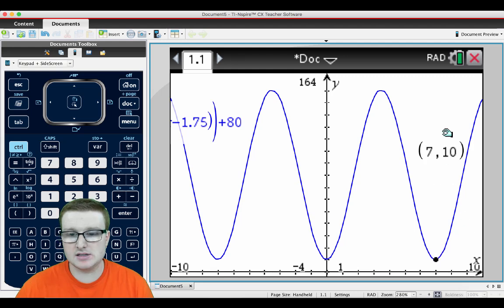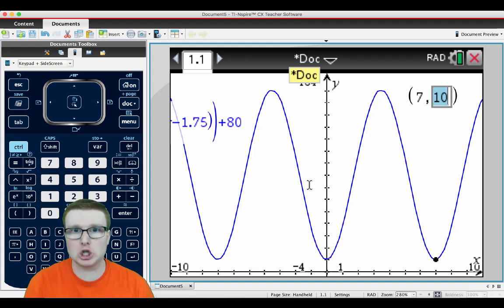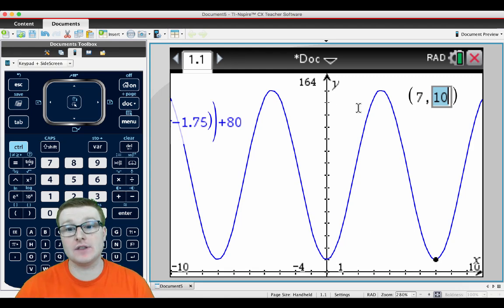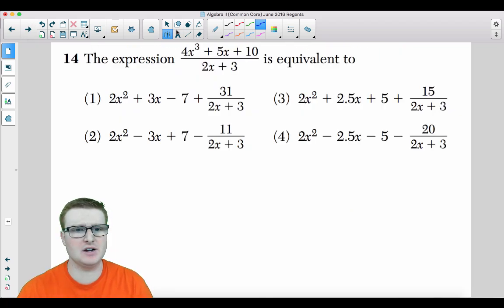Now, as you can see, this is the point 7, 10. Your minimum height is the 10. It's your y values, your vertical axis. That's the height. The x's down here, these are your minutes. We're looking for the height. In this case, it's 10. Your answer is choice 3. Okay? Not too bad of a question, just very wordy.